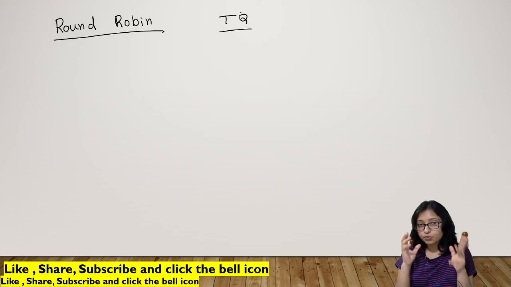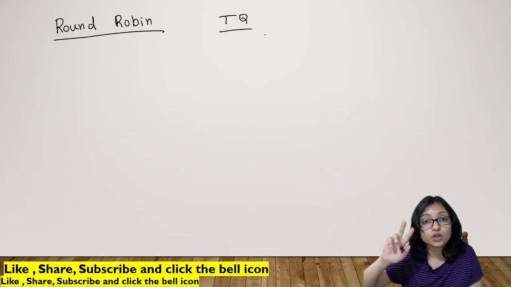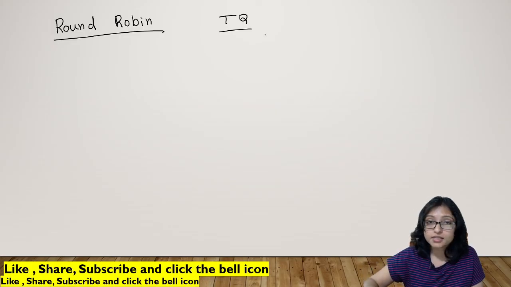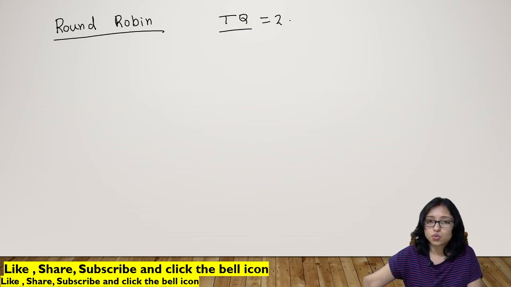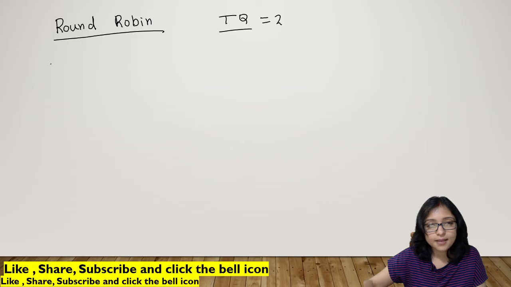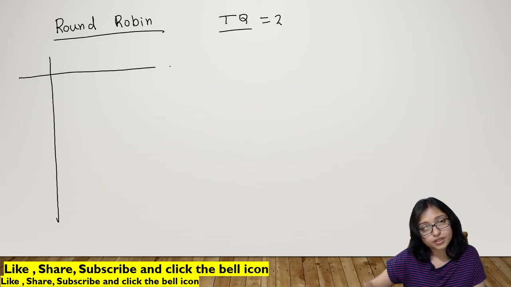In SJF, every unit of time we were checking how much remained, but here we check according to the time quantum. If your time quantum is finished, then you have to come out. And here the main thing is that we have to maintain two things: one is the process queue and another is the Gantt chart. How to do it? See that. Here I am taking time quantum as 2, and I am taking an example, so from that example your round robin will also be clear.